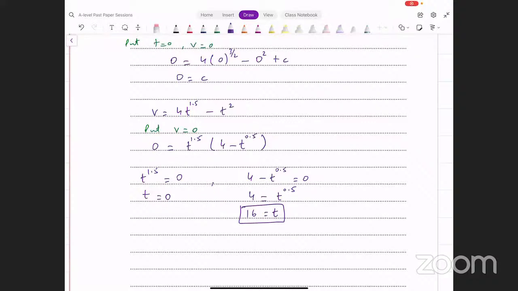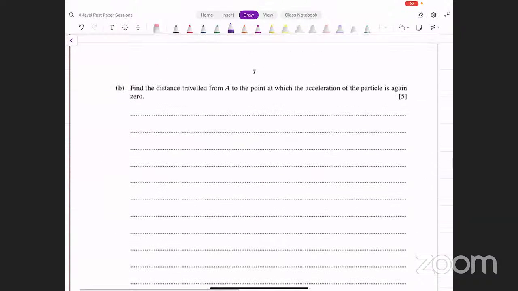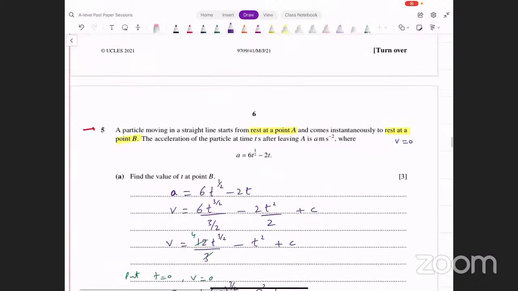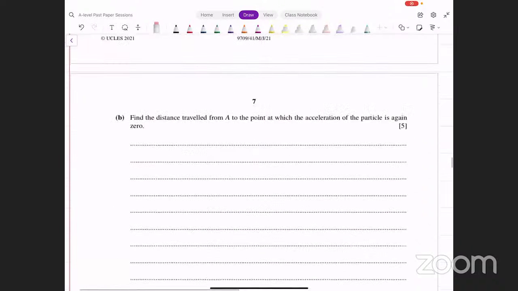Now, in the next part, it says, find the distance traveled from A to the point at which the acceleration of the particle is again 0. All right. Now, of course, start में तो acceleration 0 है, क्योंकि t equals 0 input करते हैं, यहाँ पे acceleration 0 आ जाती है. अब उसने क्या कहा है? Distance traveled find करना है आपने. कहाँ तक? Until the point when the acceleration is again 0. So सबसे पहले हमें क्या करना है? हमें find करना है कि acceleration दोबारा 0 कब होती है.